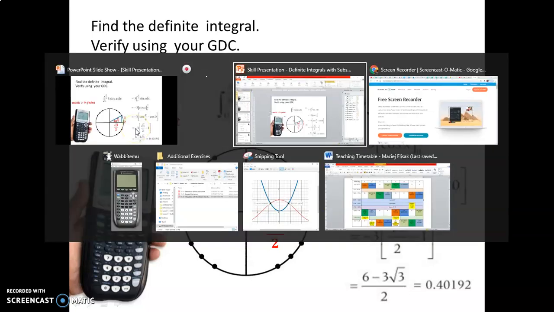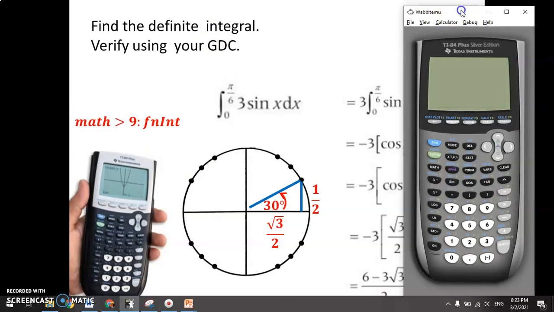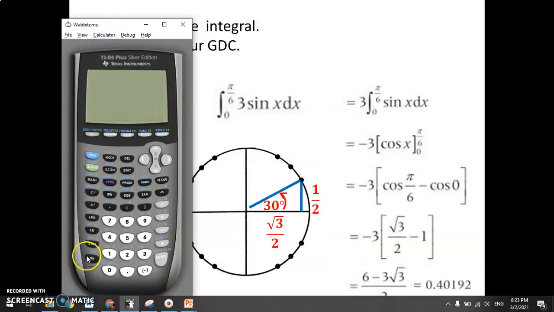So let's take a look at where that is. I think I have my calculator ready here. Here's the calculator. We're going to press on here, and then the math button, and then number 9. I think I have to go down here a little bit. Number 9, there it is. Function integral, enter. Oh, that's not right. Second, quit. Math and number 9. Let's try again. There it is. Okay. And that brings us to this.